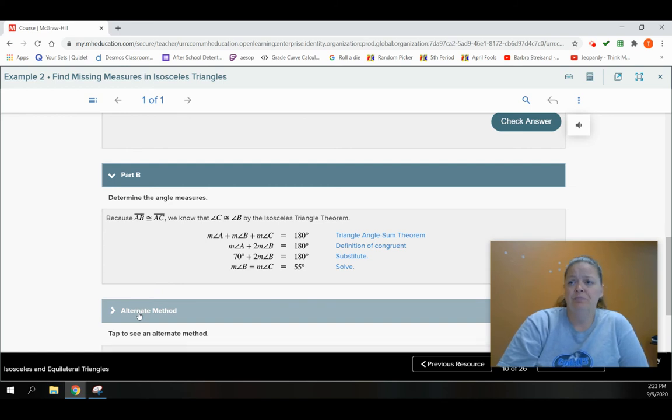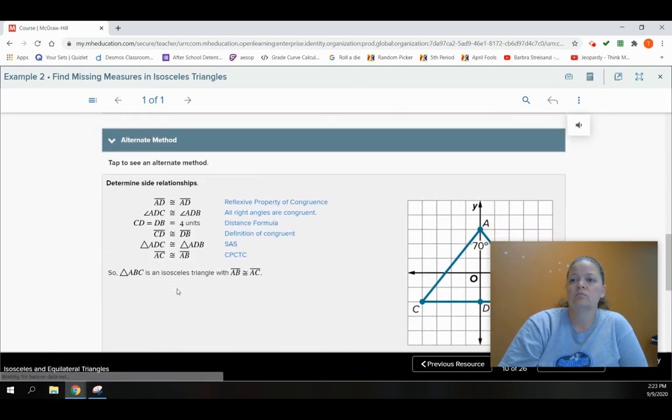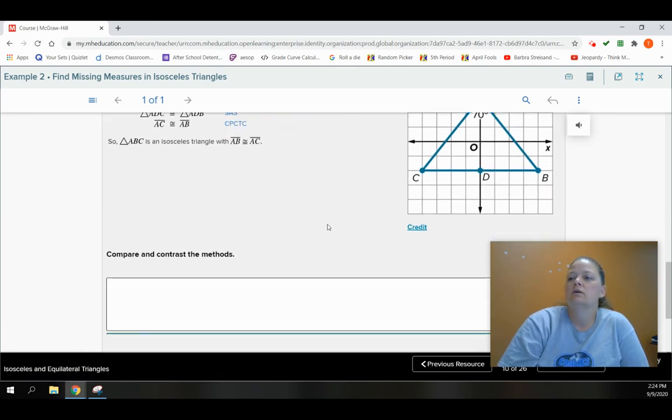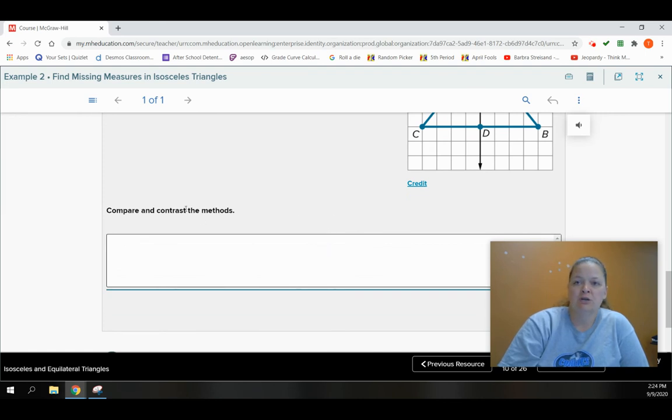An alternative method: we know that the line AD here, the auxiliary line cutting this thing in half, is congruent to itself. We know that ADC is congruent to ADB. We know that from C to D is 4 units and from D to B is 4 units. And we know that ADC, the triangle, is congruent to ADB, the triangle. And therefore AC is congruent to AB by CPCTC. Then, using that information, we would follow the same triangle sum theorem path of getting the measurements for that.